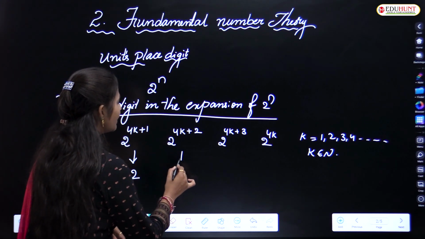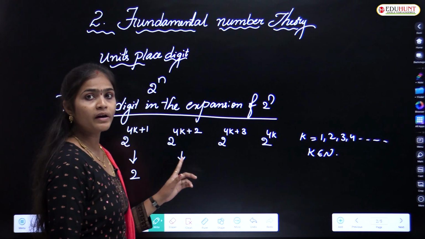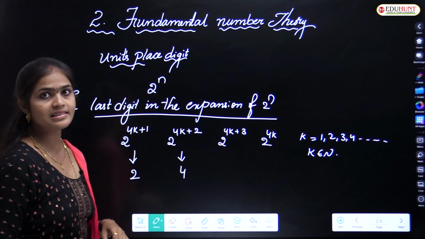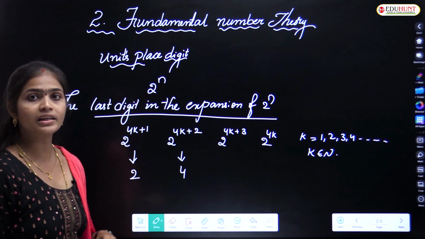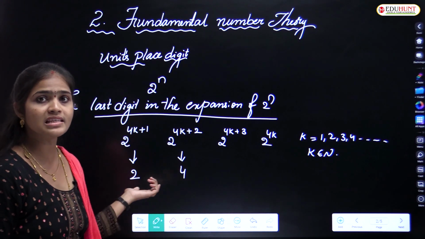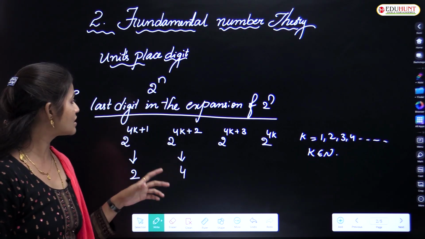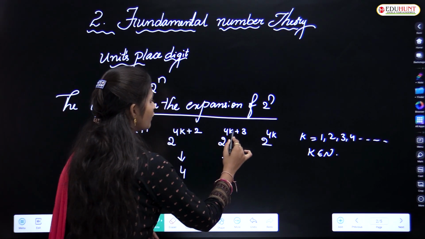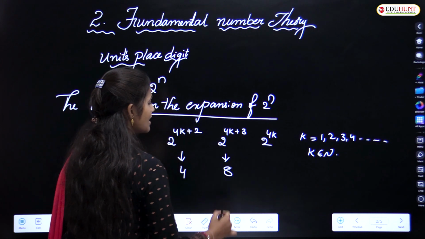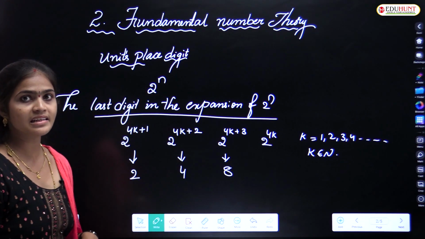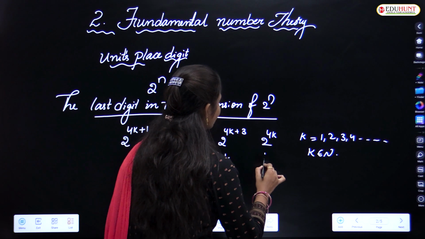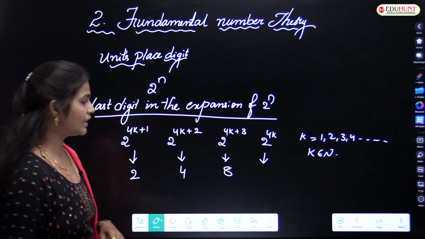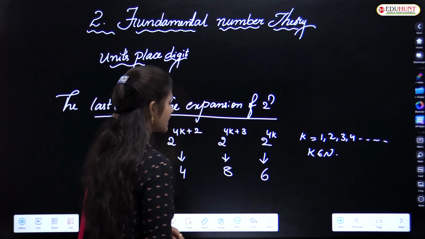If the given number is in the form of 2 power 4k plus 2, then the last digit is 4. We can say the last digit of the resultant number without simplifying all this. If the number is in the form of 2 power 4k plus 3, then the units place digit is 8. And if the number is in the form of 2 power 4k, then the last digit is 6.